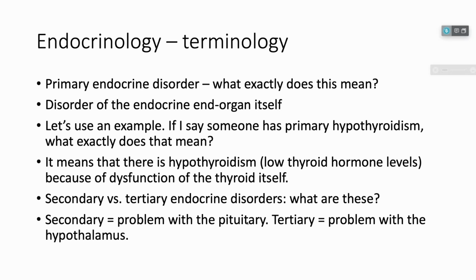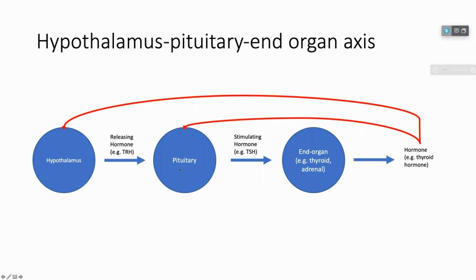If I say that someone has hypertension secondary to blah, blah, blah, I don't mean it's in the pituitary, right? This is specific to endocrine disorders. But if I say someone has secondary hypothyroidism, I mean that there's a problem with the pituitary. And if I say that they have tertiary hypothyroidism, I mean that they have a problem with the hypothalamus. So let me make this very clear, right? Primary organ dysfunction happens at the end organ itself. Secondary hypothyroidism, let's say, happens in the pituitary. And tertiary happens just upstream of the pituitary in the hypothalamus, right?